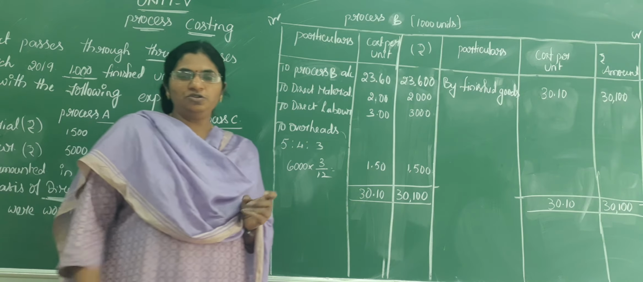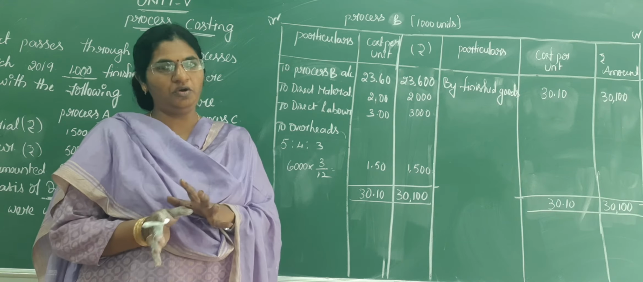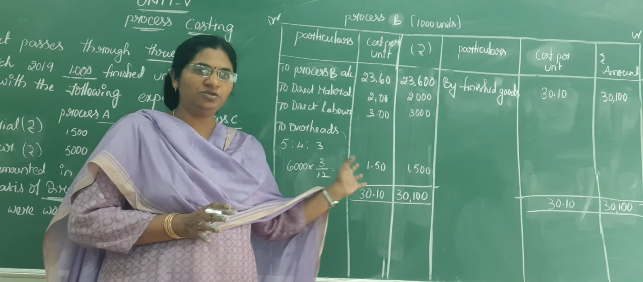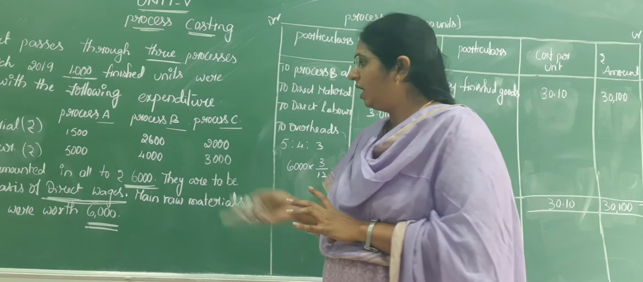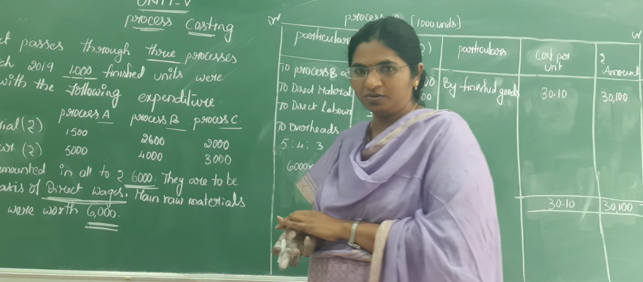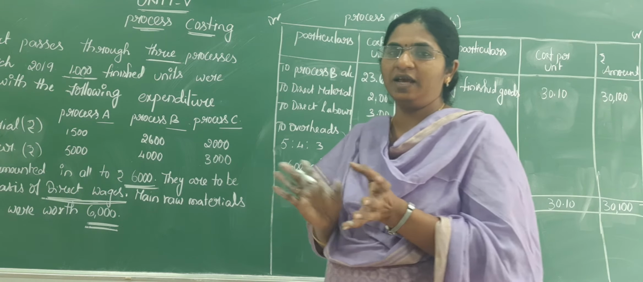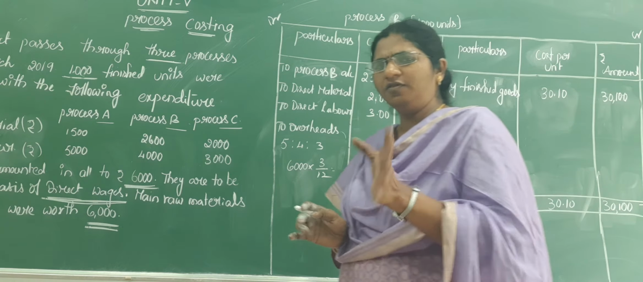Yes. Now two processes are over. Process A over, process B over. Now we need to prepare for process C. And in this process C, we are provided with the direct material 2,000 and direct labor 3,000. And anyway, overhead cost we need to analyze and apportion on the basis of direct wages. So information is very clear.